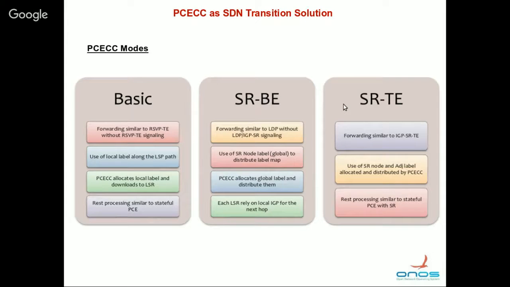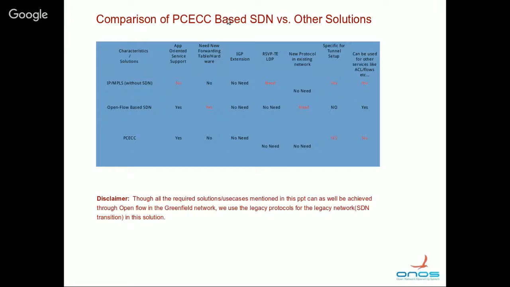Okay, so these are the three modes we are planning to support, and here I give a comparison between PCECC-based SDN versus other solutions. I took three things over here. One is IP/MPLS without SDN, and we have OpenFlow-based SDN, and we can see one more alternative as the PCECC-based SDN solution. Okay, so here the red part I marked as the possible problem areas, and it's app-oriented service. Yes, the existing network cannot support it. And if you see new forwarding table and hardware or firmware upgrade, yes, what OpenFlow requires can be achieved at abstraction, but still performance is a key concern.